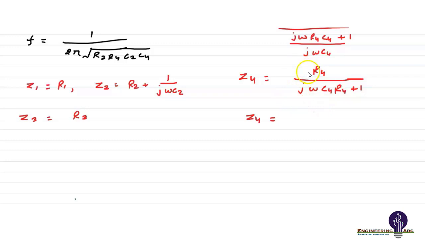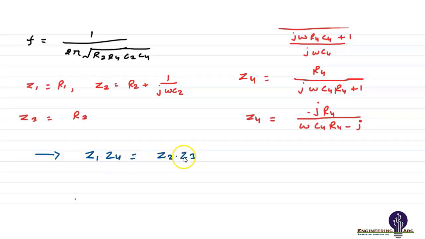To make our calculation easy, we can change Z4 by taking the j term outside, and in the numerator term this will be minus j R4 upon omega C4 R4 minus j. Fine, so it is our Z4. We have calculated all these values, Z1, Z2, Z3 and Z4. So now we apply the concept of balance condition. In balance condition, the equation will be Z1 Z4 equals Z2 Z3.